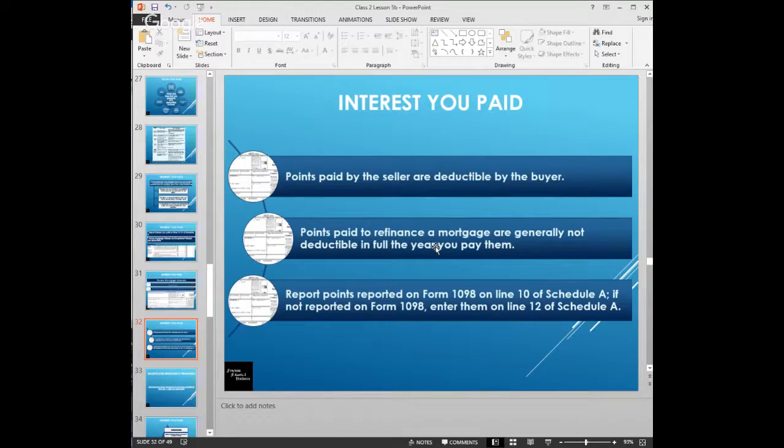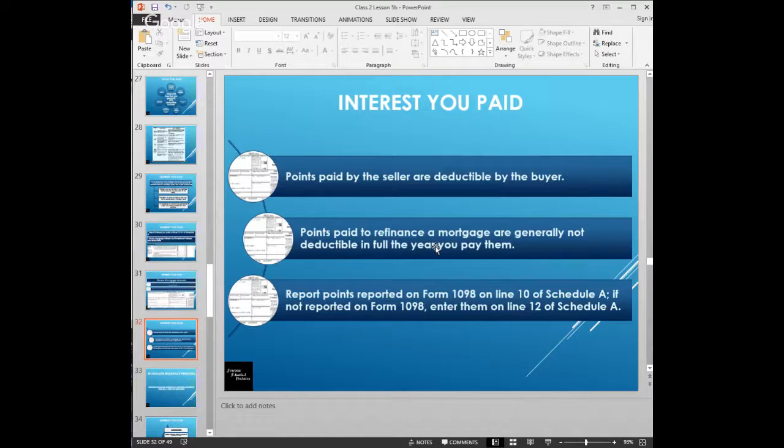If you pay points the year that you buy the house, or if you pay points in a refinance, any points that are paid by the seller are deductible by the buyer, because the points that are paid are actually considered a portion of the house. If you pay points to refinance the mortgage, they're generally not deductible in full in the year that you pay them. In most instances, those points can be used to buy down the rate, and you would actually include those points throughout the life of the mortgage as part of the payments, as part of the interest paid. You can report the points that are reported to you on a Form 1098.